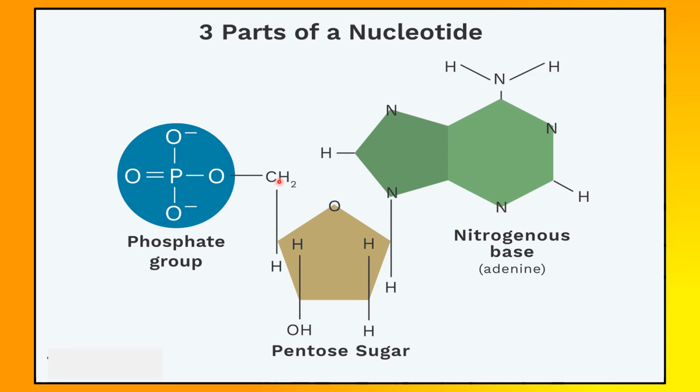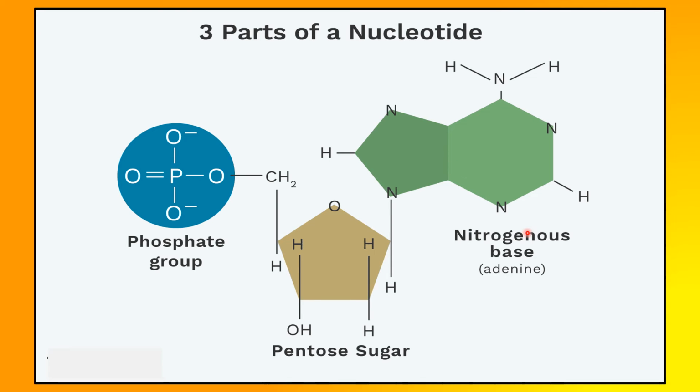And up here on the 5th carbon is attached, look there, a phosphate group. A phosphorus with its 4 oxygens. And then over here, off of carbon 1, is attached the nitrogenous base. Nitrogenous bases are these ringed structures, and we'll look at them in a minute. There are 4 of them. Actually, there are 5 of them. However, 2 of them are interchangeable.